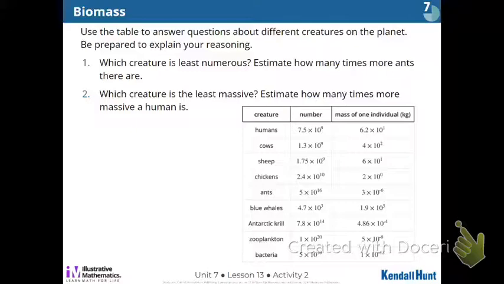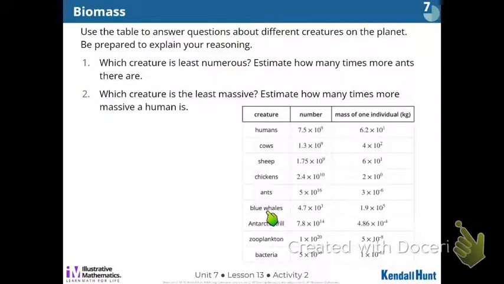So, for problem number 1 with this biomass, we have the number of these creatures, and then we have the mass of one of them. For number 1, who can tell me which creature is the least numerous and how they can tell, real quick and easy? Which one is there the least of, and how do we know just by glancing? Josiah?